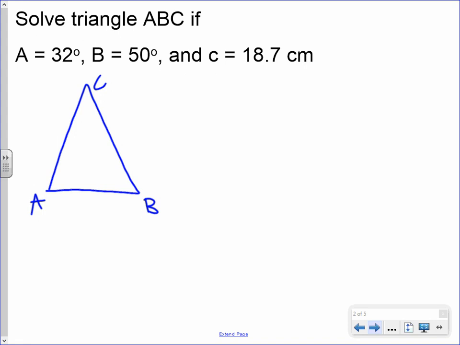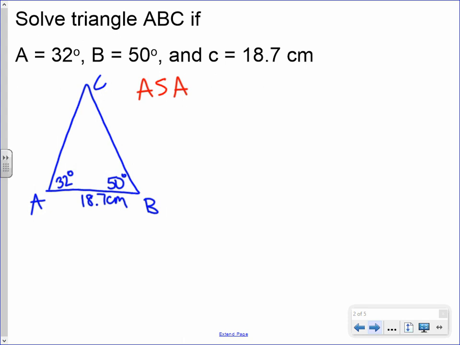I labeled A, B, and C as far as the angles. Angle A is 32 degrees. Angle B is 50 degrees. And side C is 18.7 centimeters. Okay? Looking at this picture, what pieces of information do we have? All right. We have 2 angles, and the side is in between. We have angle, side, angle, which means, yes, we can use the law of sines.